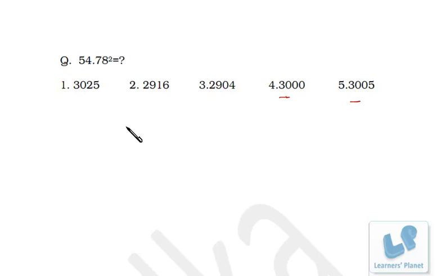Now 54.78 whole square, I can write it as (55 minus 0.22) square. Now this is (A minus B) whole square. So that's 3025, now plus 0.0484, so that doesn't make sense, because these two have a difference of 5 with each other. So I just drop that. After that, 2 into 55 into 0.22.